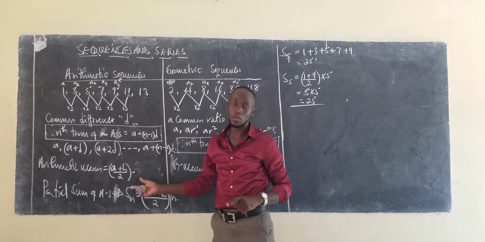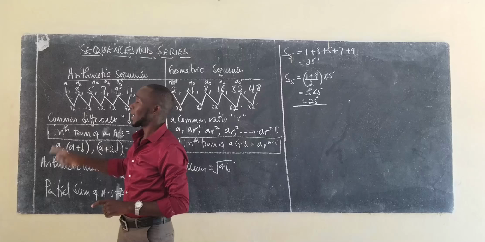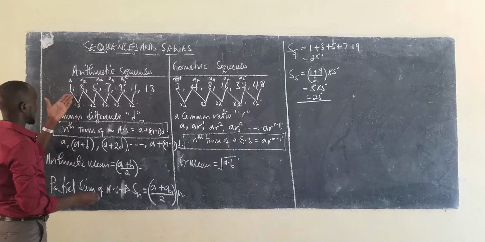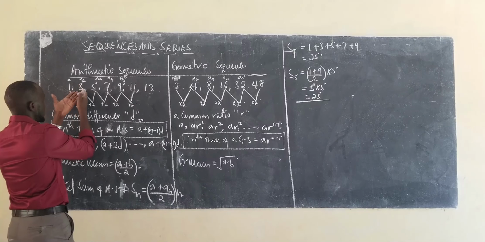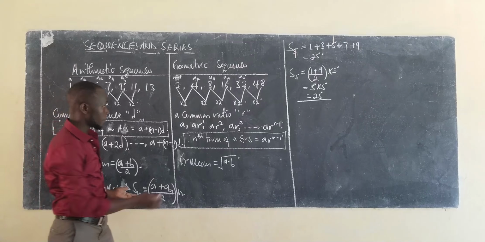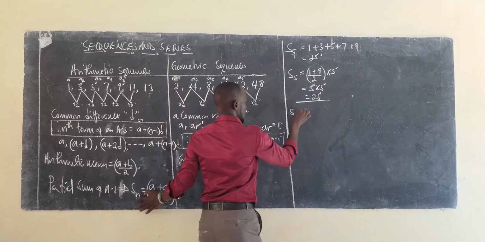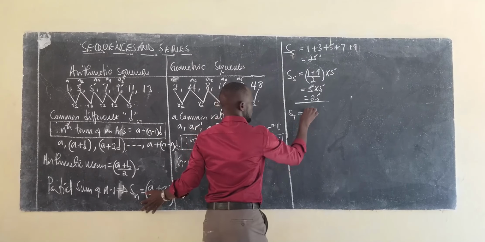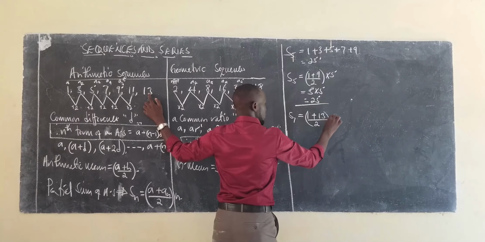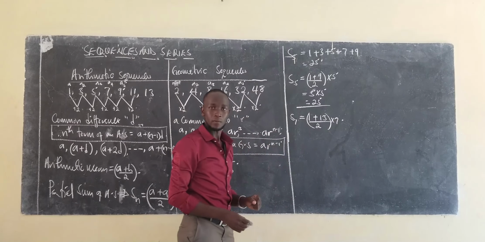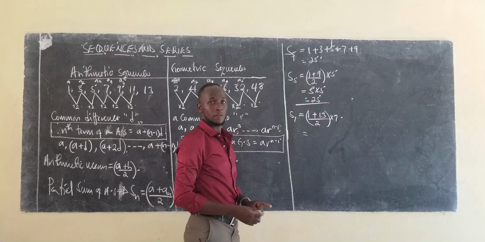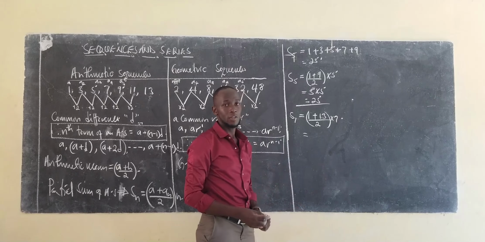Always use this for the partial sum of an arithmetic sequence. Somebody can opt to add the first, second, third, fourth, fifth, sixth, seventh terms. The sum of these 7 terms would be the first one, which is 1, plus the last one, which is 13, divided by 2, times n, and n is 7. So 1 plus 13 gives us 14, divided by 2 gives us 7. 7 times 7, you get 49.